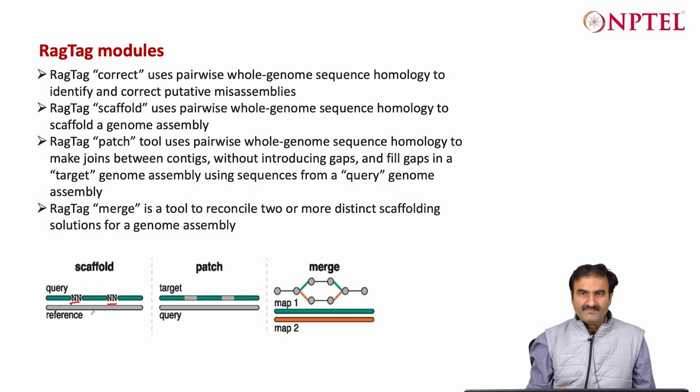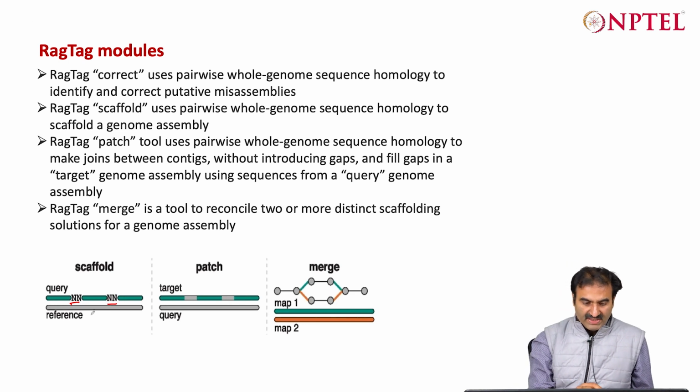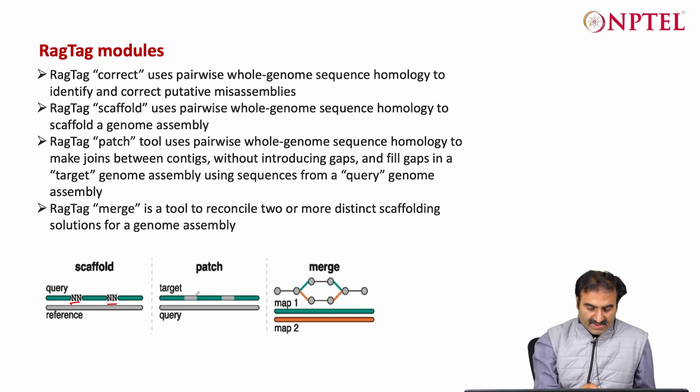With reference to the reference. Okay, and then the patch tool is basically using the pairwise whole genome sequence homology. It tries to join the two contigs without introducing gaps. So basically it will fill up the gaps in a target genome using information from the query genome. So in the target genome, if these were the gaps like Ns here, right, it will be filling up those gaps using the information from the query genome, right.